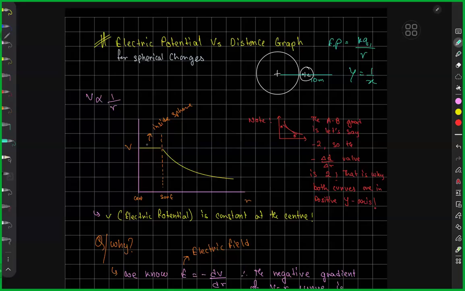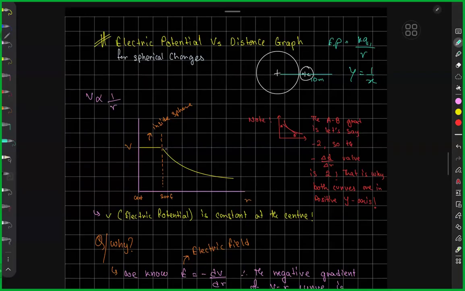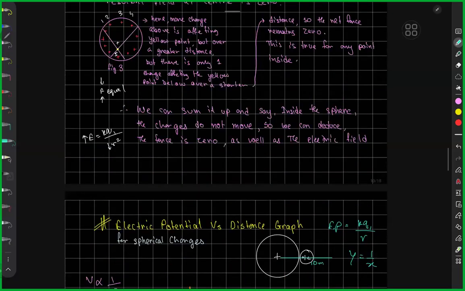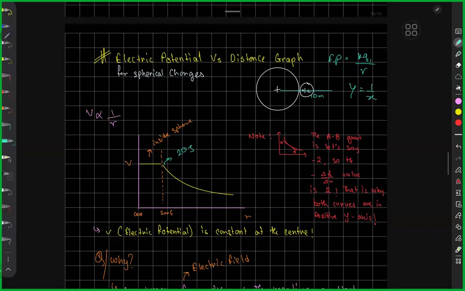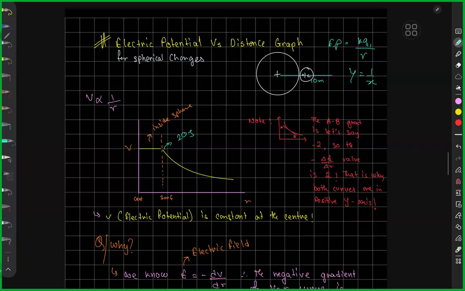Why is this constant? Can anyone tell me? Any idea? Why is it constant? So it reaches, let's say, 20 joules and it remains at 20 joules, the electric potential that is, till the center. Why is it constant? Any idea? No? Why do you think the electric potential beyond the surface till the center, that is this much, constant?